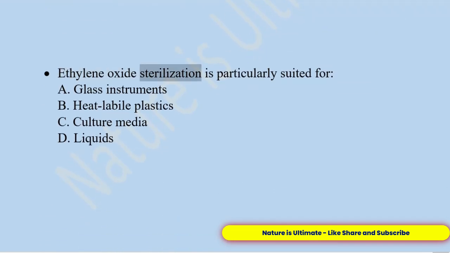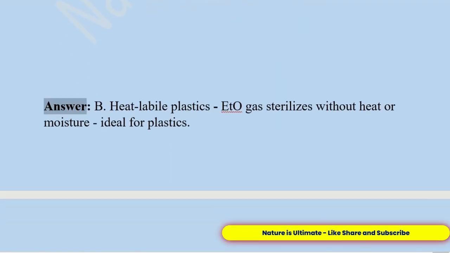Ethylene oxide sterilization is particularly suited for: A. Glass instruments. B. Heat labile plastics. C. Culture media. D. Liquids. Answer: B. Heat labile plastics. EtO gas sterilizes without heat or moisture, ideal for plastics.